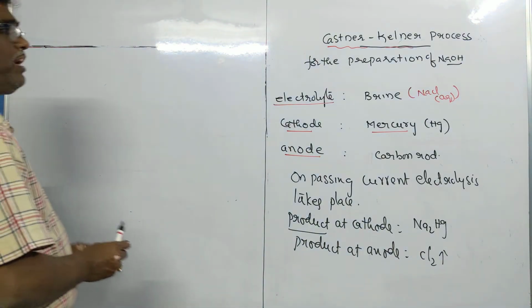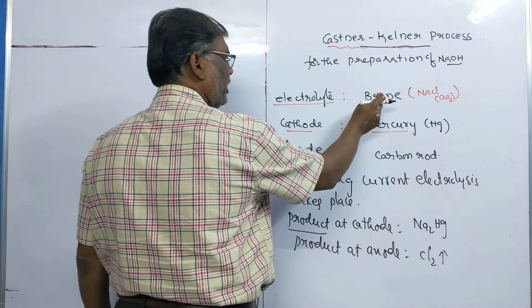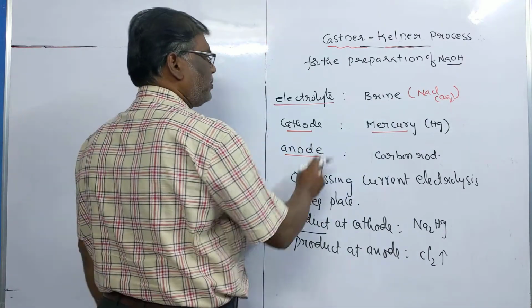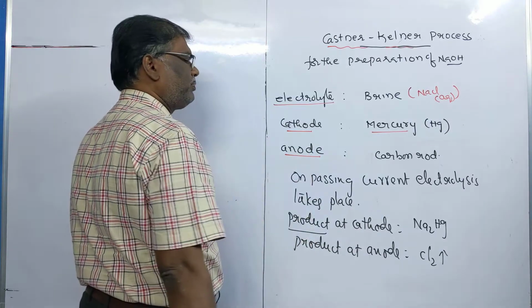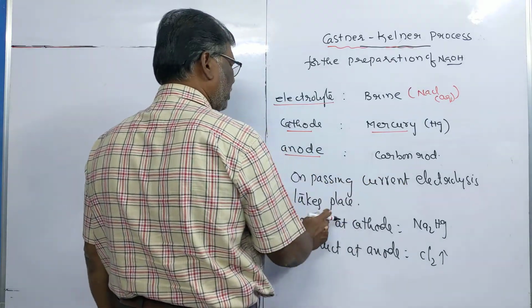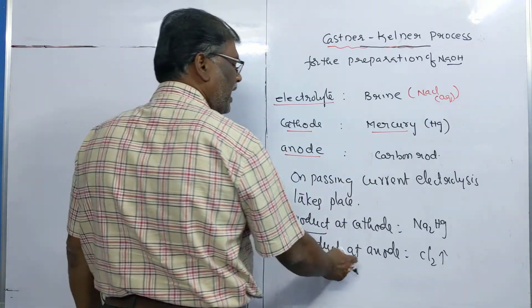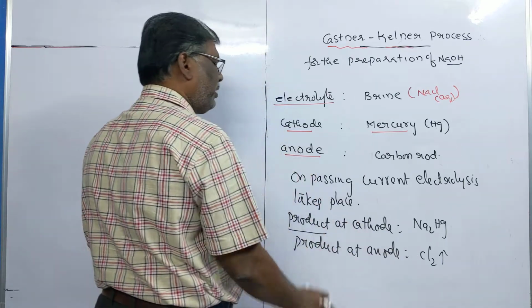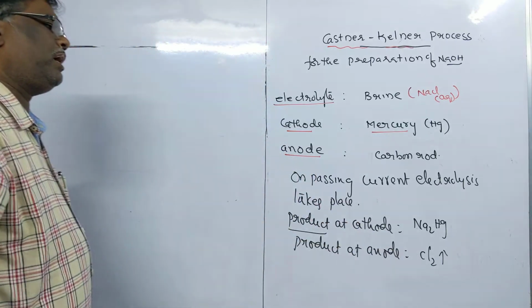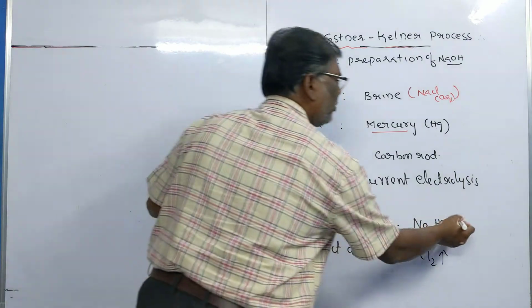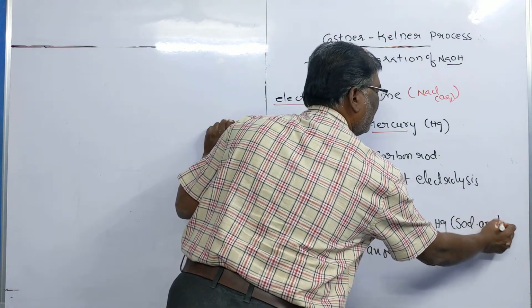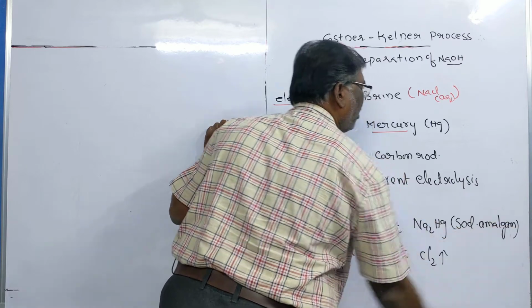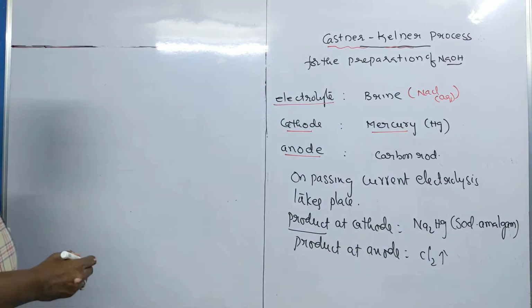So brine solution is taken as the electrolyte. Mercury acts as the cathode, and carbon rod acts as the anode. On passing current, electrolysis takes place. At the anode, chlorine is formed. At the cathode, sodium amalgam is formed. A metal with mercury is called an amalgam.